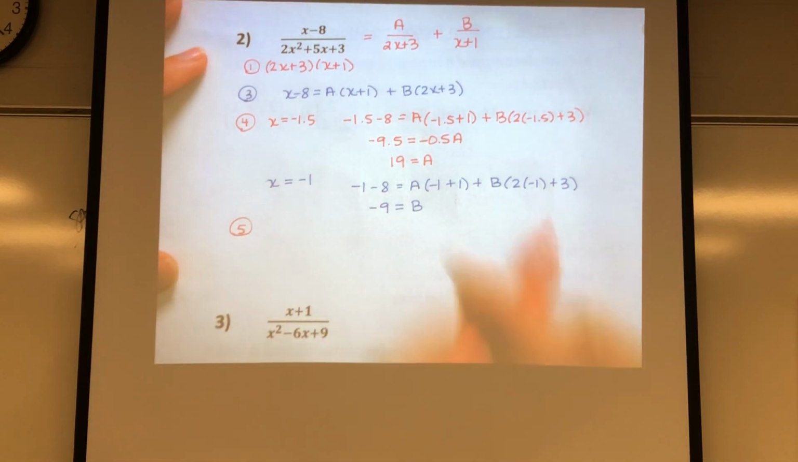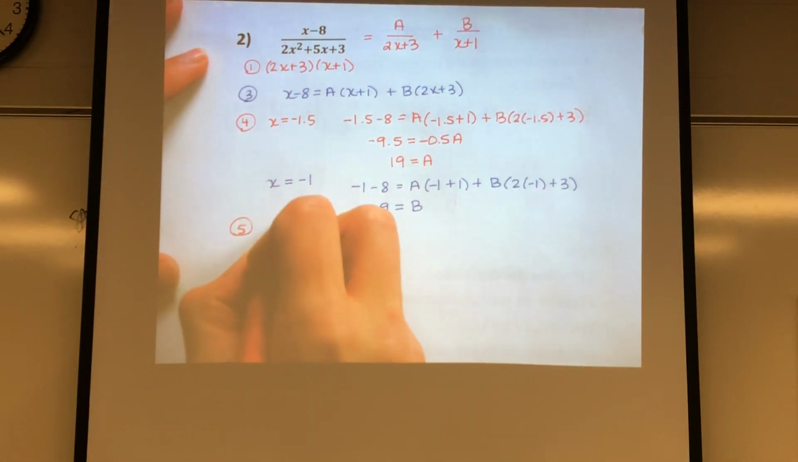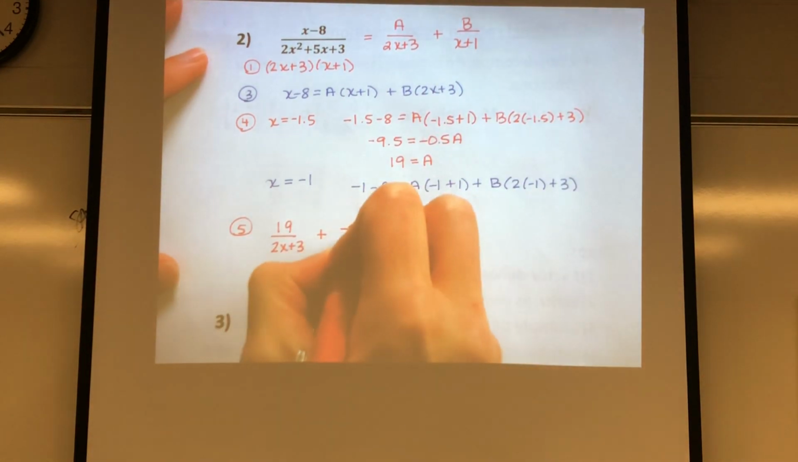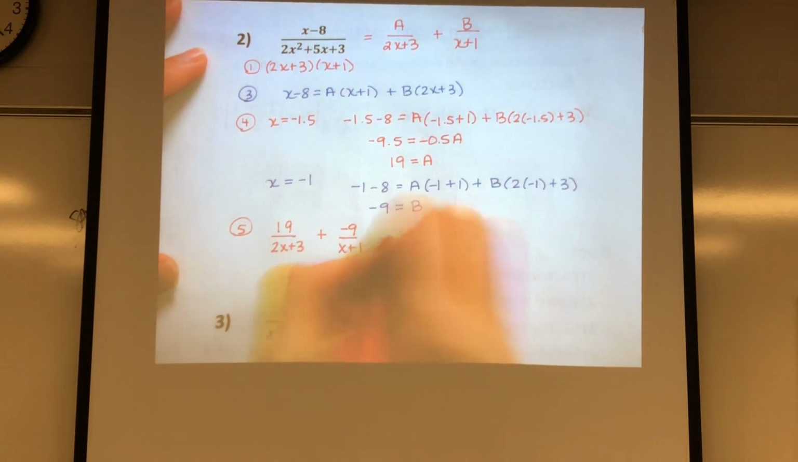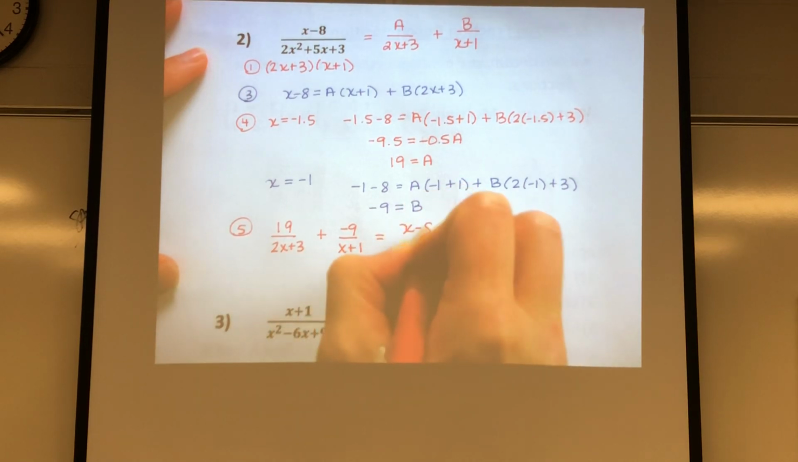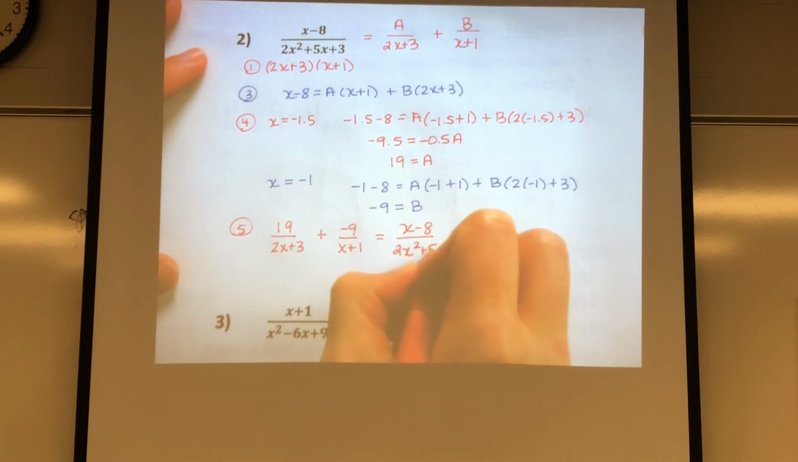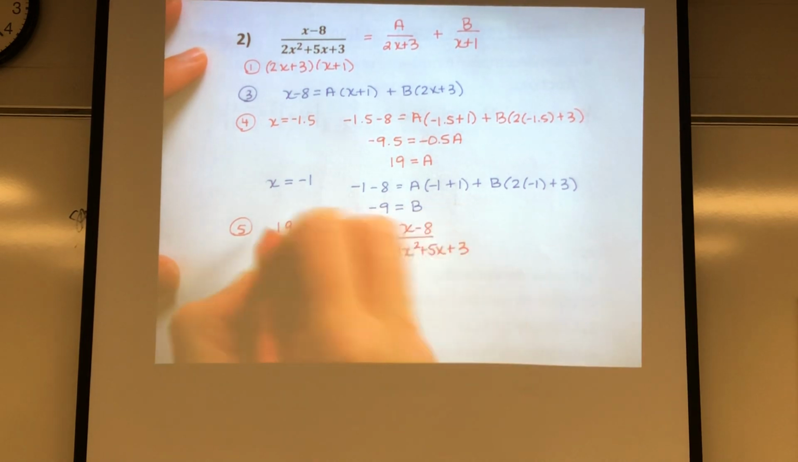Step 5, rewrite with our A value above our A, so 19 over 2x plus 3 plus our negative 9 over our x plus 1, and it's going to equal our original x minus 8 over 2x squared plus 5x plus 3.